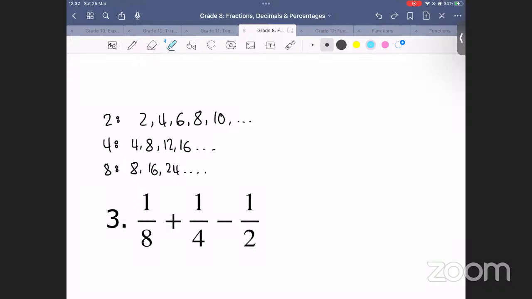Then we look and we see 8. 8 is here, 8 is here, 8 is here. This is the lowest common multiple. So it would be 8.